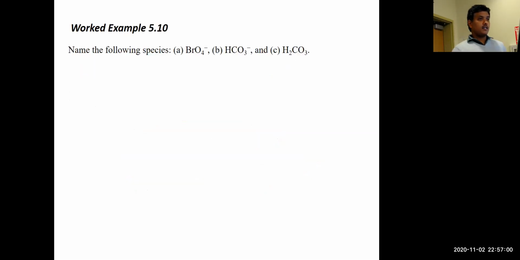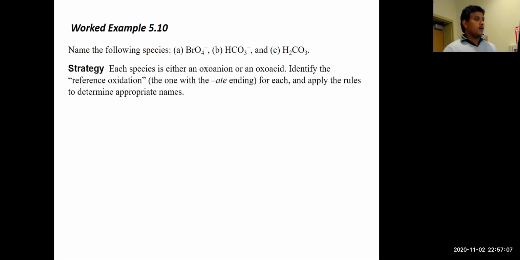Okay. Let's see, it is asking us to name these compounds, and let's try to name these compounds. Name the following species. BrO4. What is BrO4 going to be named as? BrO4 contains one more oxygen than BrO3. So instead of saying a bromate ion, we are going to say perbromate ion.